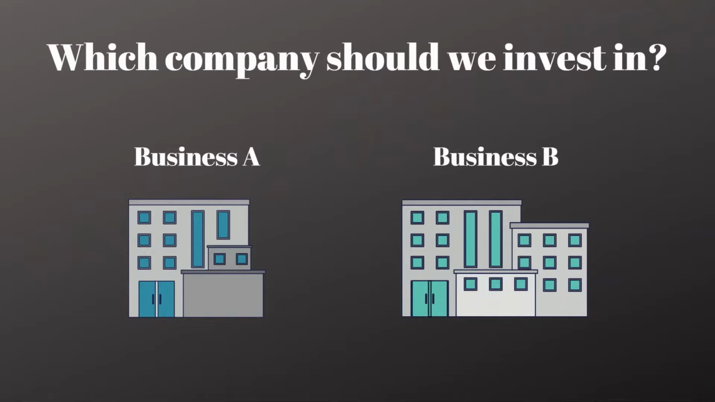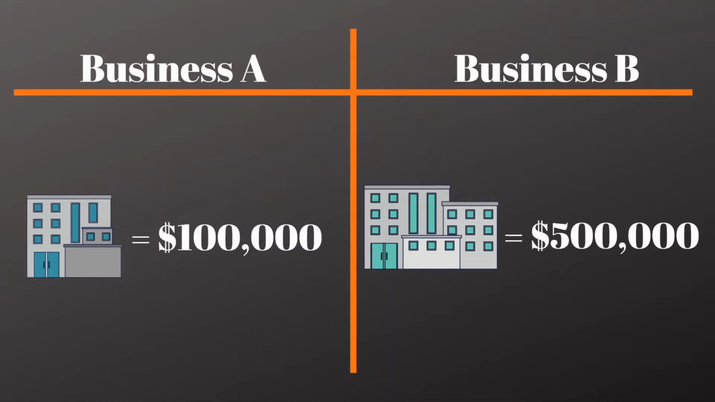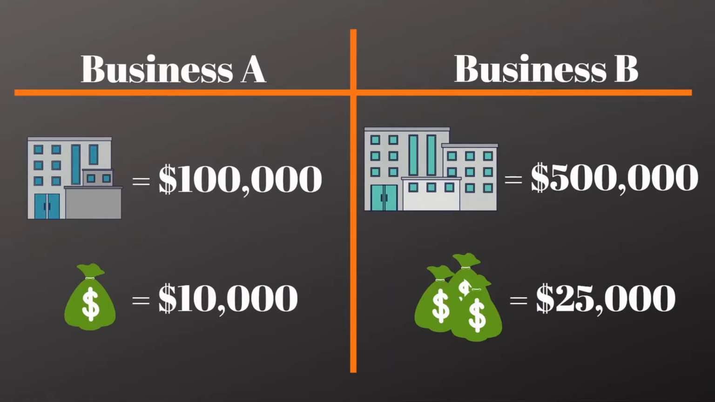But how do we decide if a company is a better investment when, say, one is much smaller than another? Just because a company is smaller doesn't mean it's not a better investment. And here's what I mean. We have business A and business B. Business A is worth $100,000. So everything within that building, including the building itself, everything the business is worth, if it were to go and sell it to someone else, it's worth $100,000. Business B, on the other hand, is worth $500,000. Business A makes $10,000 a year. Meanwhile, business B makes $25,000 a year.